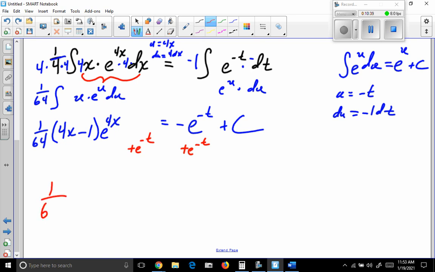That's 1 over 64 times 4x minus 1 e to the 4x plus e to the negative t, and that will equal some constant. Not knowing an initial value, we don't know what constant that equals. But this is an implicit solution. It has x's and t's both on the same side.